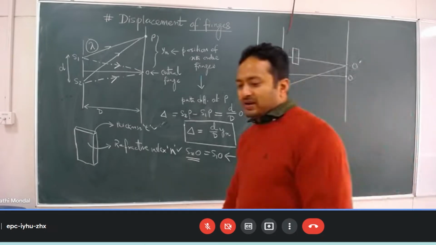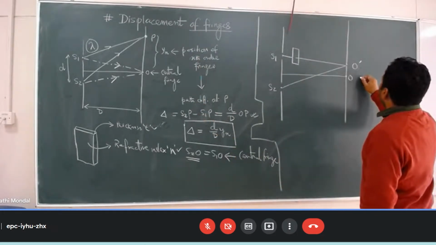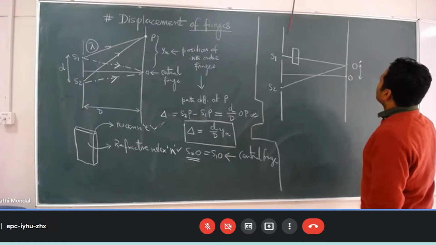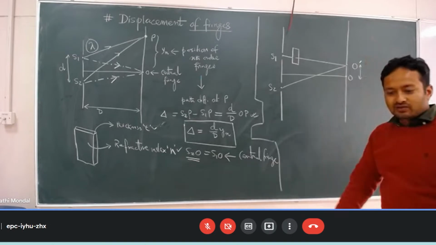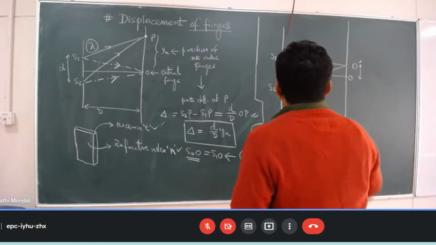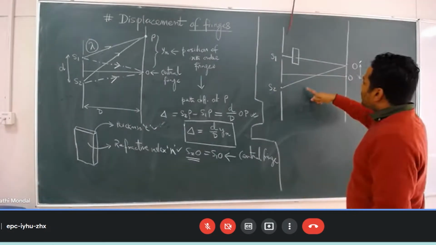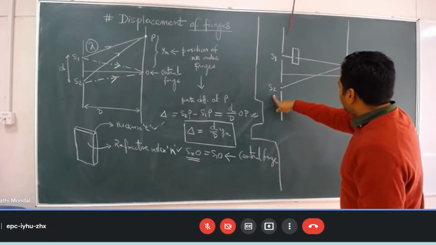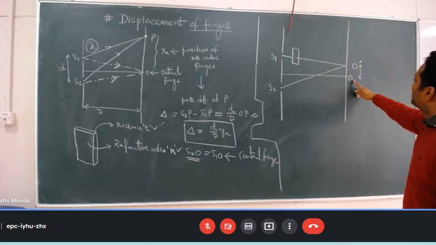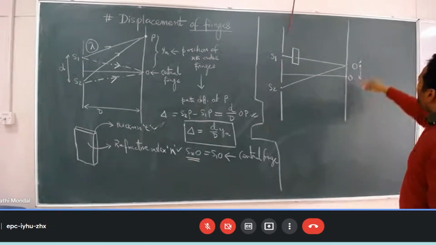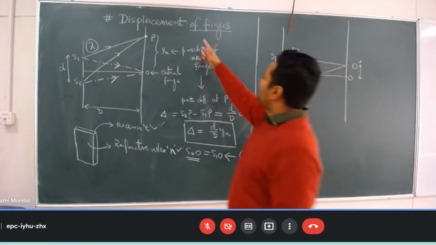So now what will happen? Since the central fringe will shift from O to O dot, this distance, the whole fringe system will shift towards the upside. If I do the same thing with S2, then the total path on the S2 side will increase. Then the central fringe will move to O dot, and the whole fringe system will shift downward. So that is called displacement of fringes.